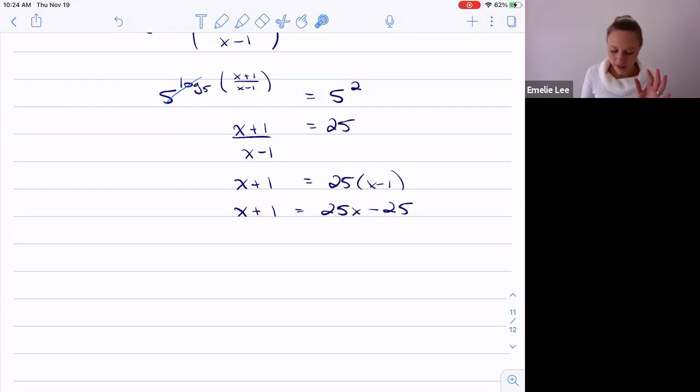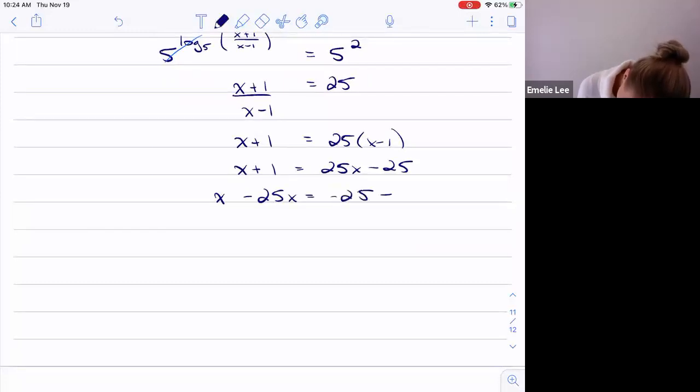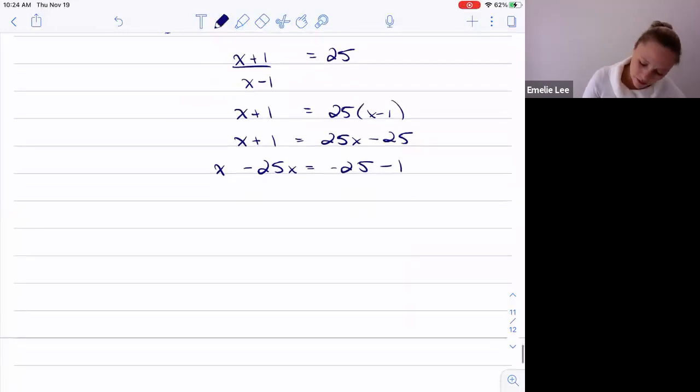So in one quick move, I'm going to add 25 to, I'm going to subtract 1 from the right-hand side, and I'm going to subtract 25x from the left side, only because I want to have the x's on the left. Doesn't matter which order you do. So x minus 25x is negative 25 minus 1. Putting me at x minus 25x is negative 24x. Negative 25 minus 1 is negative 26.